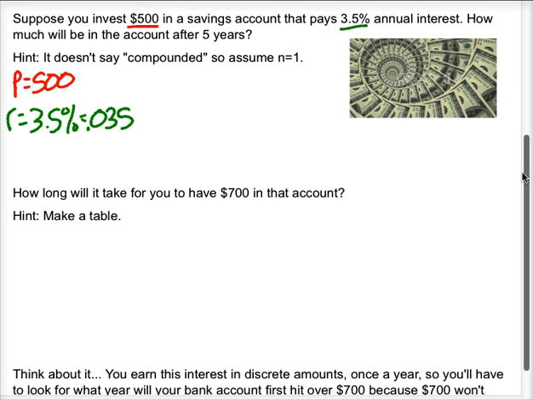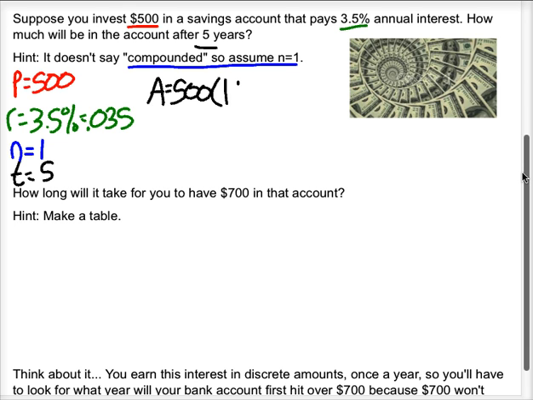Now, it doesn't say anything about being compounded. So when it doesn't use the word compounded, we're going to assume that just means once in a year. Compounding annually is the same thing as not using the word compounded at all. And we're talking about 5 years. So let's take a look at this. 500 times (1 plus r over n), so 0.035 over 1, in our exponent, 1 times 5.